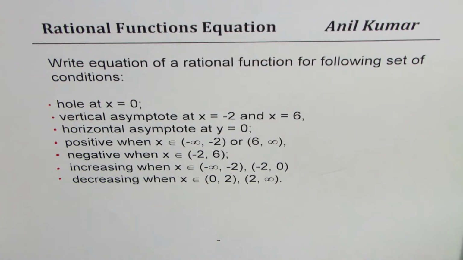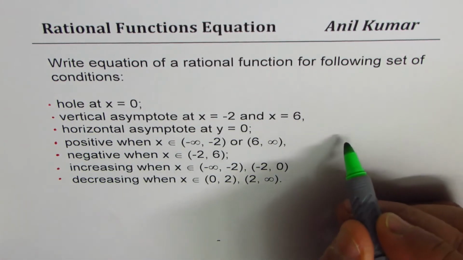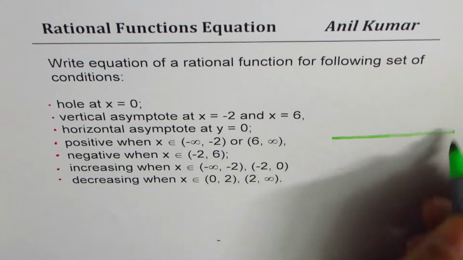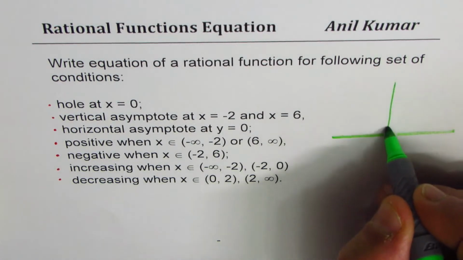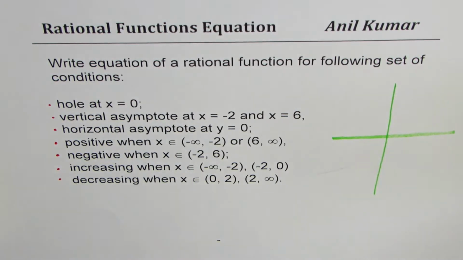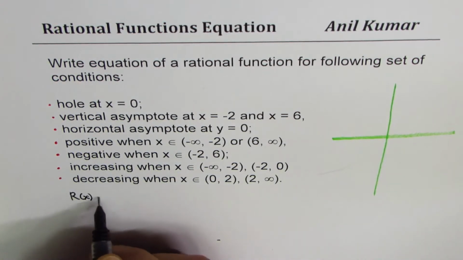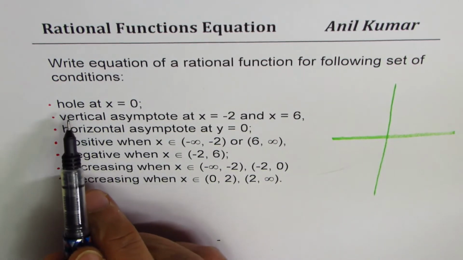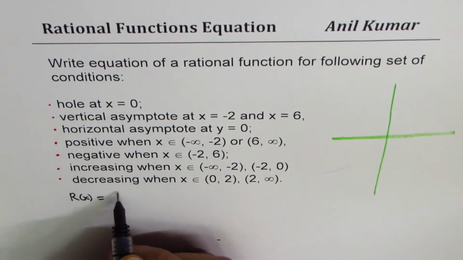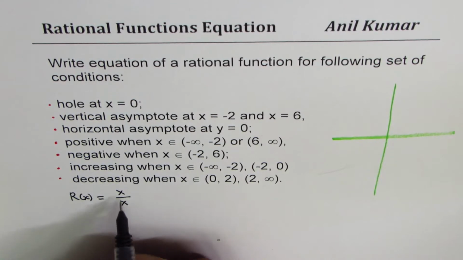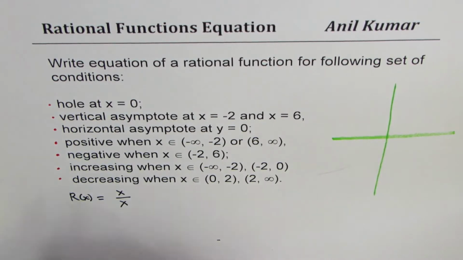My strategy here is to sketch the graph and build the equation as we read the conditions. And this strategy actually helps in solving such questions, right? So for the rational function, we'll write r of x as equal to... the first condition is a hole at x equals 0, which means a common factor of x in both numerator and denominator.